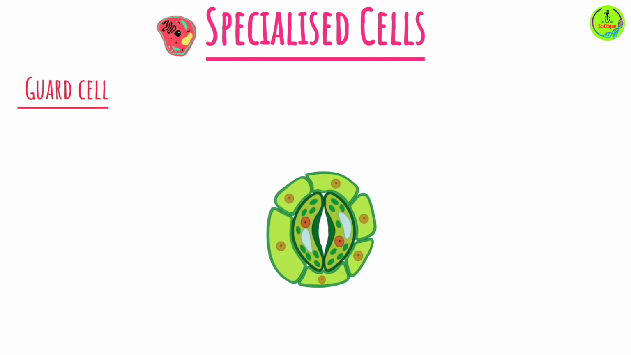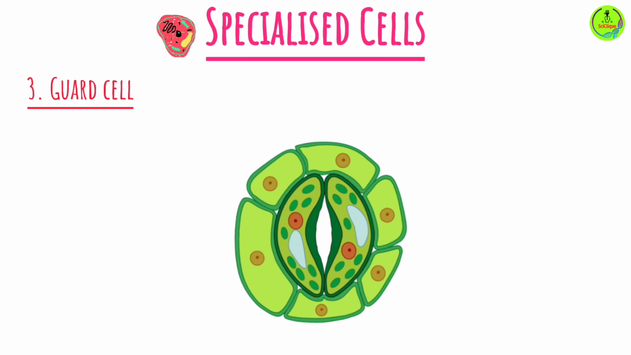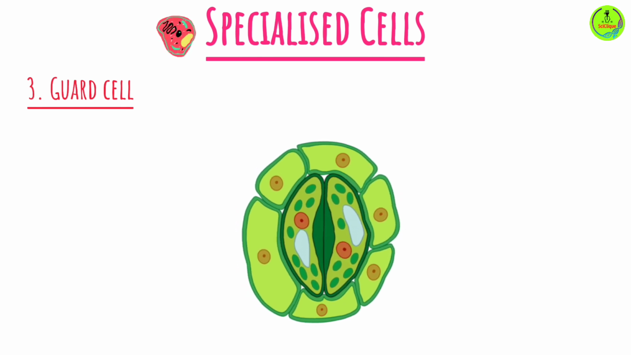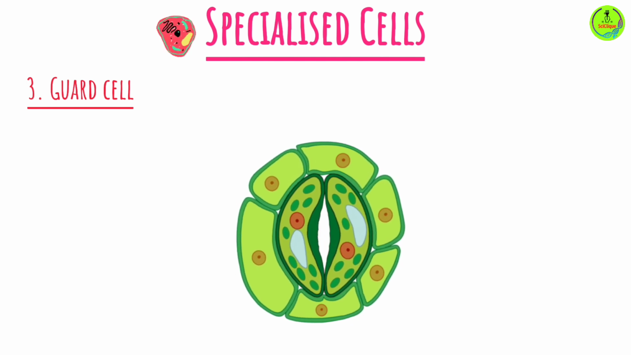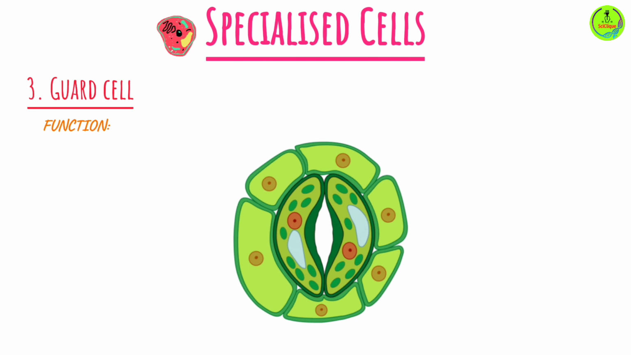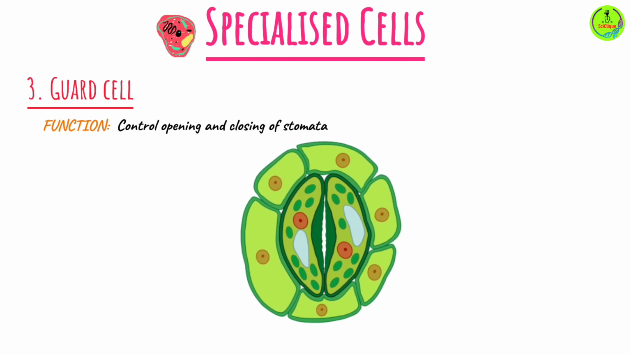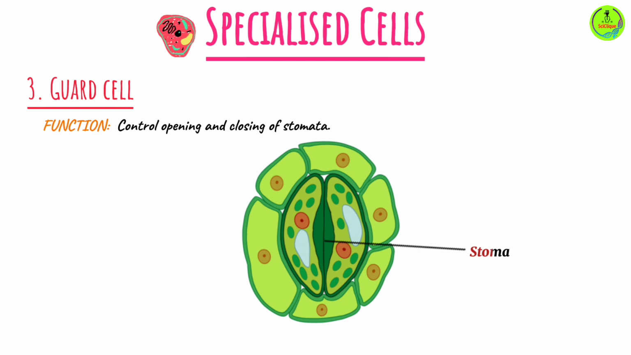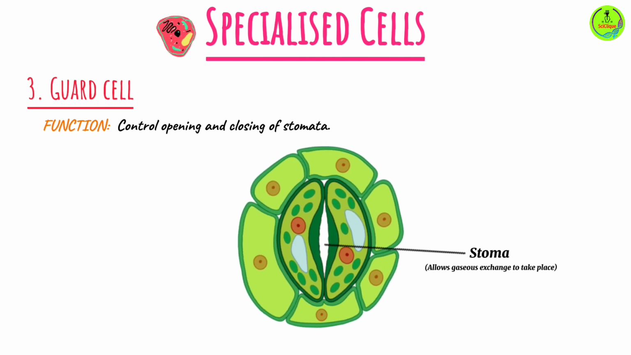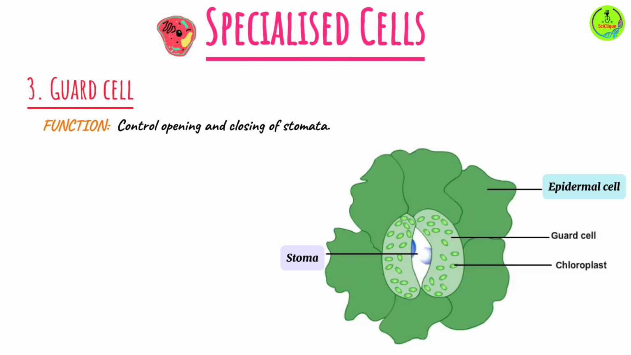Our last one, guard cells. Now, guard cells are two specialized cells that have a unique shape. They are bean-shaped, as you can clearly see. So the function of the guard cell is to control the opening and closing of the stoma. So what is the purpose of the stoma? Stoma allows gaseous exchange to take place. Now, as you can imagine, if you're going to have an opening, it's going to allow gases in and out of the plant. Guard cells are found on the leaves. So when open, they allow gases, specifically carbon dioxide and oxygen, to diffuse in and out of the leaf.